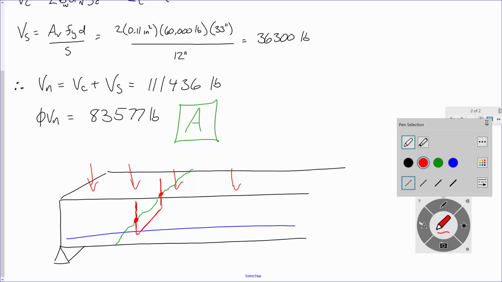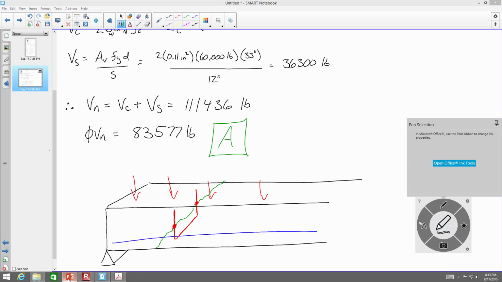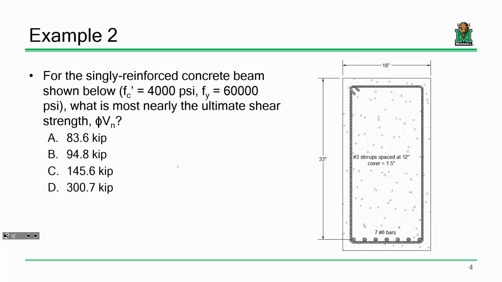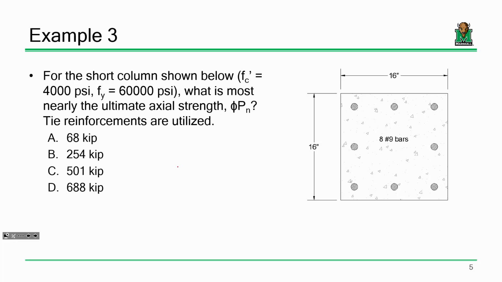All right, everybody good on this problem? Again, it really is just plug and chug. And the next one is going to be even simpler. If I look at the next problem, we did a moment assessment, we did a shear assessment, now we're going to do an axial load assessment.